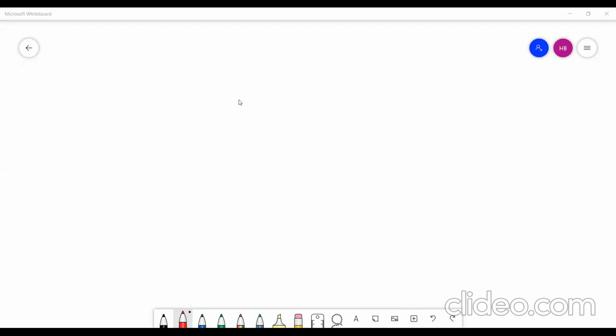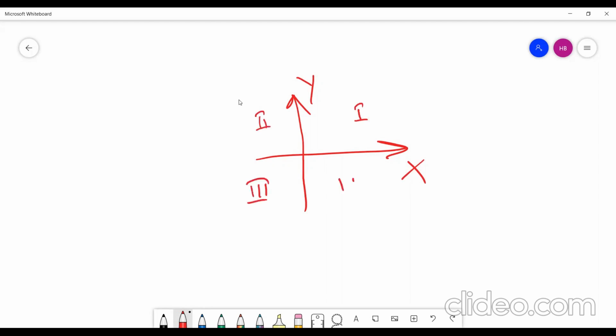Okay. So basically, what is a coordinate plane? That's the fundamental question. So something like this is our y-axis, this is our x-axis, and this is our coordinate plane. So this quadrant is called first quadrant, this is second quadrant, this is third quadrant, this is fourth quadrant. So we are basically going in anti-clockwise direction, right?